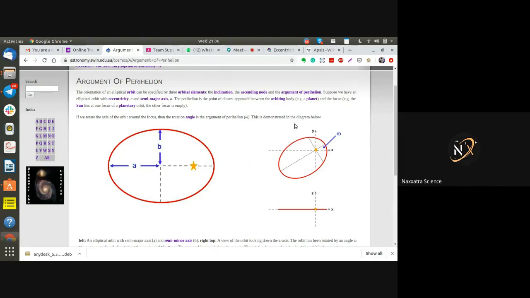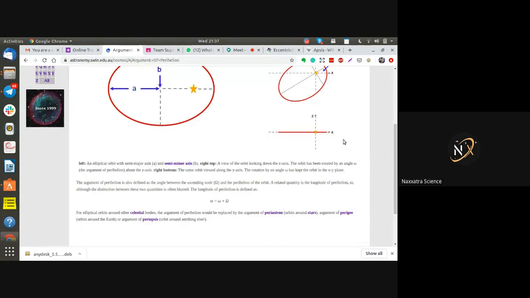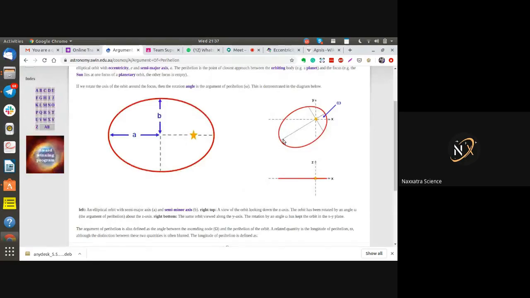So this is the third missing element. Once you've described this, you've just fully described this orbit of this new planet, whatever it is. So if we rotate the axis of the orbit around the focus, then the rotation angle is the argument of perihelion. This is demonstrated in the diagram below. As you can see, it can be perfectly flat from the side view, and nothing will change if the argument of perihelion changes. It's just rotating like this or like this, right?